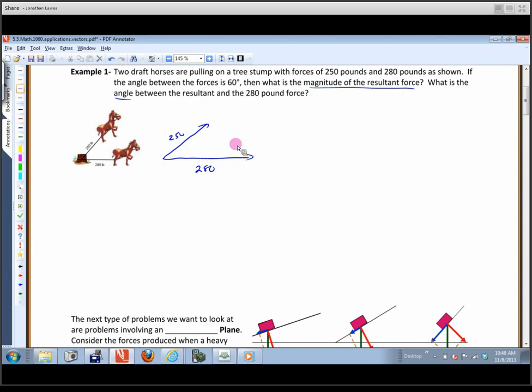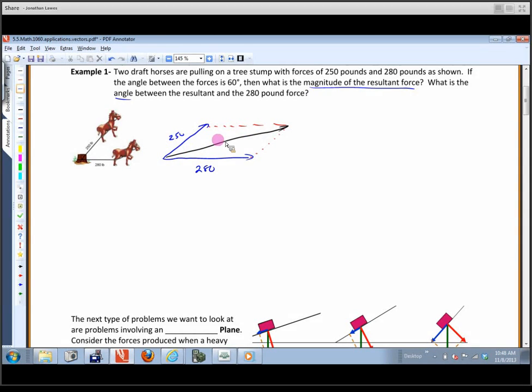Well, we're basically just adding two vectors together. So I could make a copy of this one and put it over here. We could use the parallelogram method, and a copy of this one and put it over here. And the resultant would be this right here. Remember, it's from the tail of both of them to the tip of both of them.